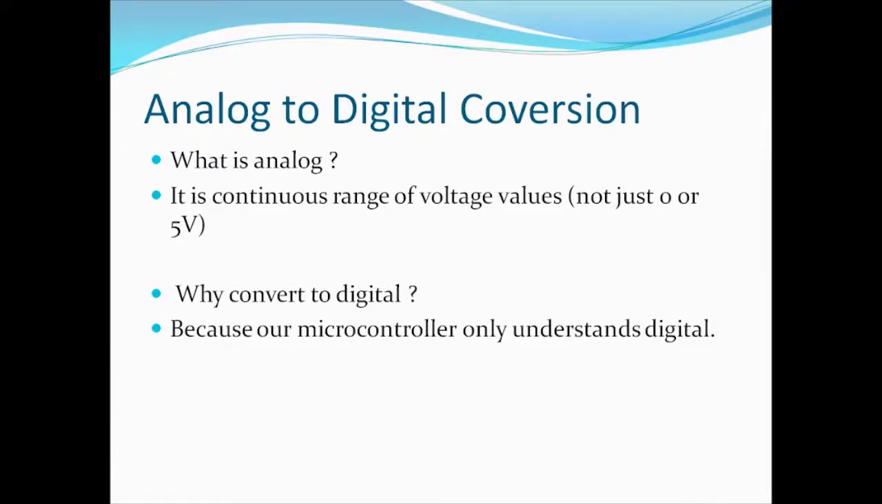So next, what is an analog signal, you might ask. Analog is a continuous range of voltage values, not just 0 or 5 volt. It consists of too many values. It's like a digital watch and an analog watch, right? So like that. Why convert to digital?